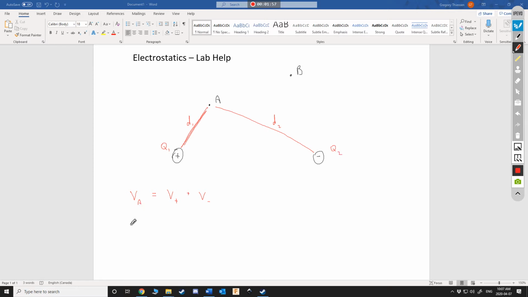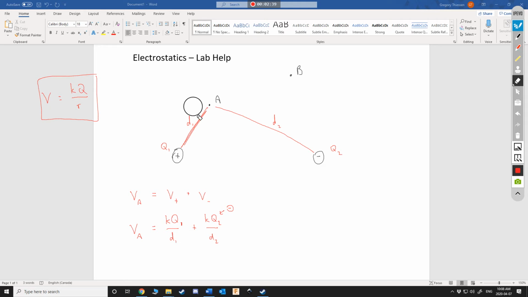So our potential at A is going to equal, well, let's write out the equation first. Potential is kQ over r. So it's going to be k multiplied by Q1, divided by d1, and then we add k Q2 divided by d2. Because this one is the negative charge, it will be a negative number, so make sure we actually plug in the negative. You end up with a positive number, then add a negative number, and that gives us our potential at A, VA.